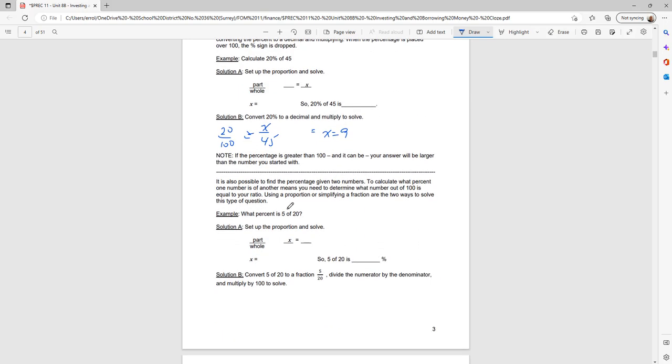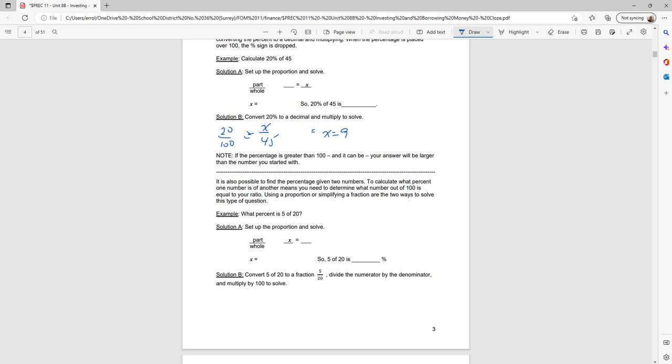It says here, it's also possible to find the percentage of two given numbers. To calculate the percent of one number of another, you need to determine the number out of 100, so it's equal to your ratio. Using a proportion or simplifying a fraction are the two ways to solve this type of question. What percent of 20 is 5? So what percent is 5 out of 20?